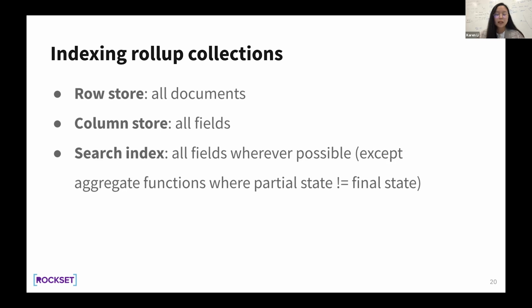The reason for this is that when you do a lookup in the search index, you're going to be using the final value of the aggregate function. And if the partial state that's stored is not the same as the final state, you won't really be able to perform that lookup. So there's no point in storing it in the index.